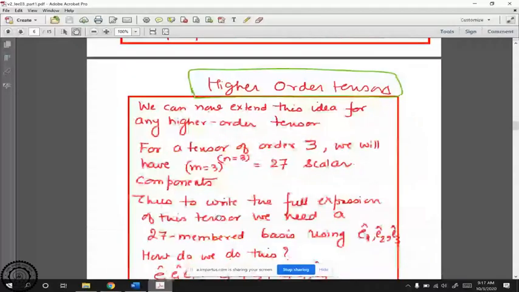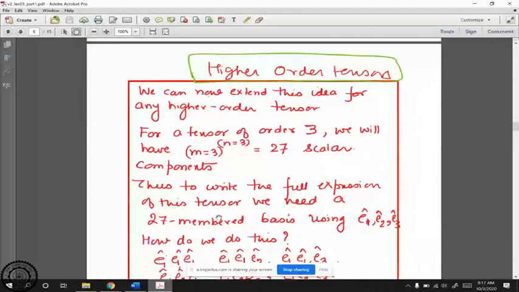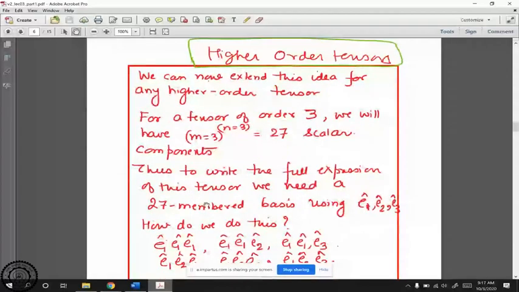Okay, higher order tensors. We can now extend this idea for any higher order tensor. For a tensor of order 3, we know that in a 3-dimensional space, it will have 27 components going by this m raised to the power n relationship, which means that to write the full expression of this tensor, we need a 27-membered basis, which has to be formed using individual unit vectors E1, E2, and E3.